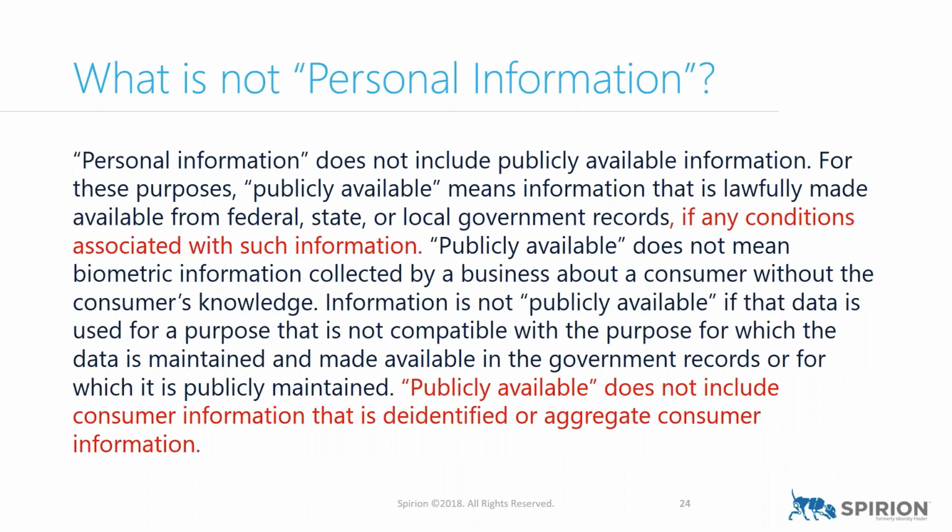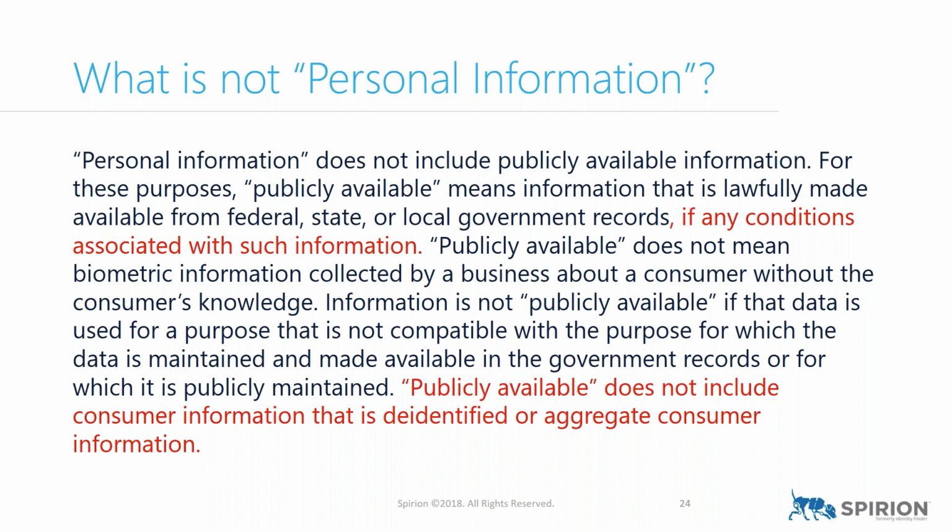So we'll talk about what's not personal information. Here we have a bit of a bug. We know what's personal information, but what's not is, one, there's a bit of a bug in the law here. So if you look at where I've highlighted in red, where it says publicly available information is not personal information. Okay, that's fair enough. For these purposes, publicly available means information that's lawfully made available from federal, state, or local governments. If any conditions associated with such information, blank. So they left something off at the end. It may be, we don't know what they left off. So that's a bug that's probably going to get fixed in subsequent legislation.